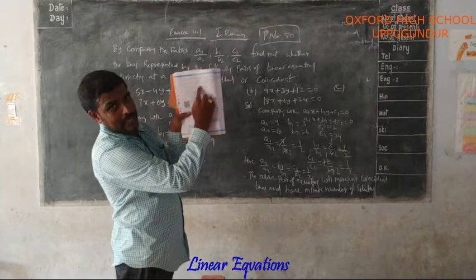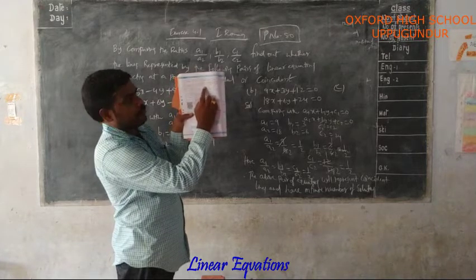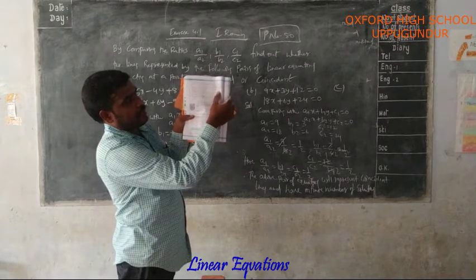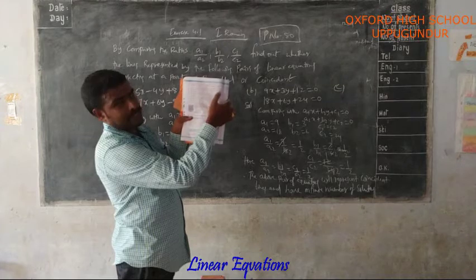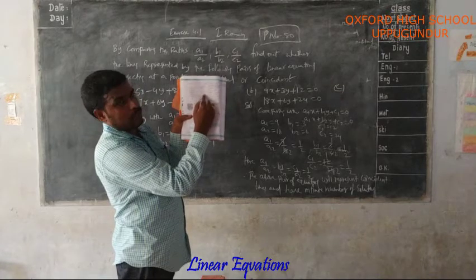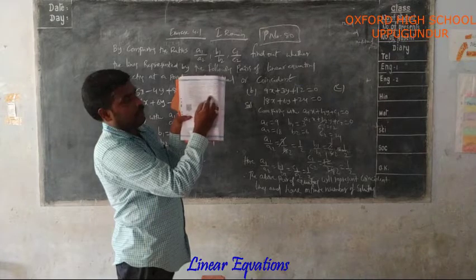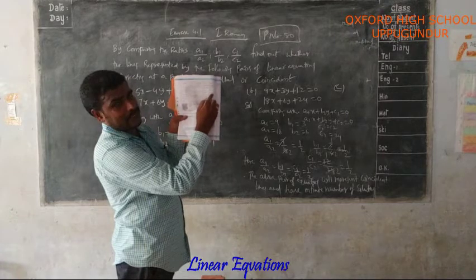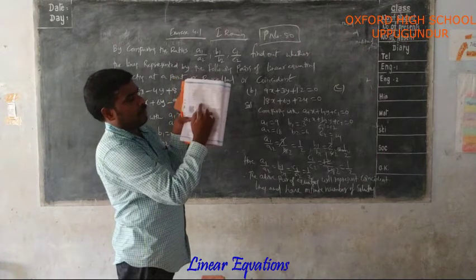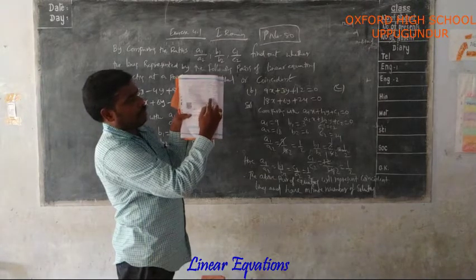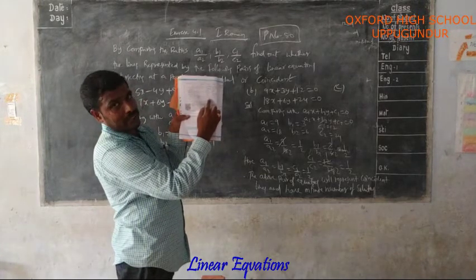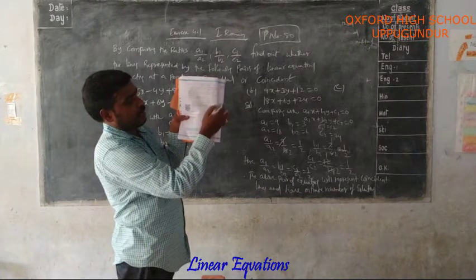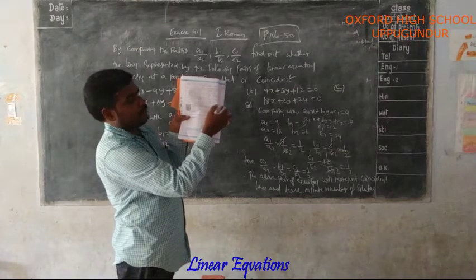If those ratios are not equal, a1 by a2 not equal to b1 by b2, the graphical representation is intersecting lines, and the algebraic interpretation is a unique solution. We call those lines consistent lines. If a1 by a2 equal to b1 by b2 not equal to c1 by c2, you will get parallel lines. We call that system of equations an inconsistent system, and it has no solution. If all three ratios are equal, we call that system of equations a consistent system, and we also call those lines dependent lines. We will get an infinite number of solutions.